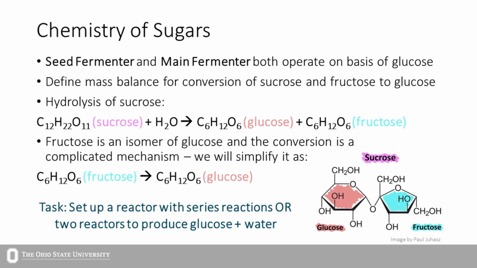As you can see, this generates more fructose. Fructose is an isomer of glucose, and the conversion is a complicated mechanism that is beyond the scope of this class, so we will approximate it as a 1-to-1 fructose goes to glucose reaction. You can model this either with 2 reactors in a train or 1 reactor with series reactions, up to you.